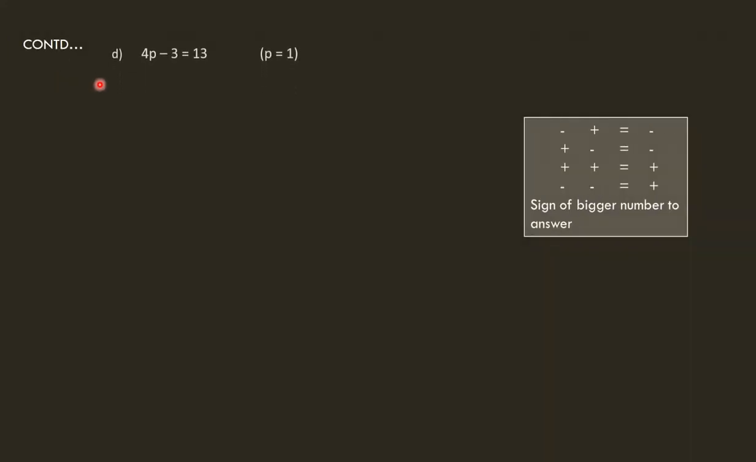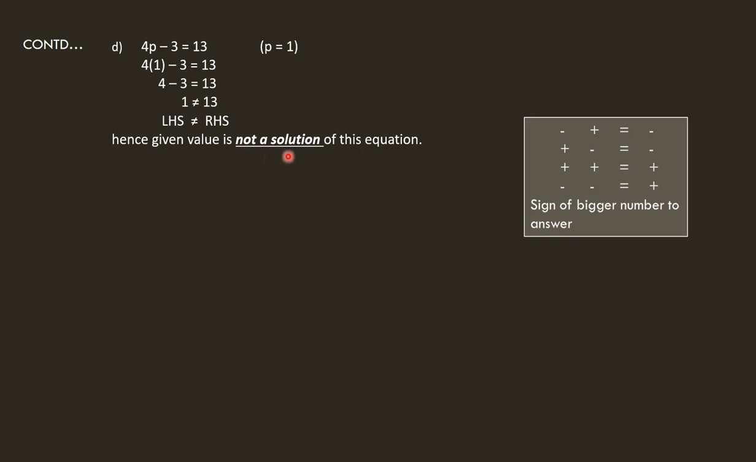Now next equation is 4p minus 3 is equal to 13. The value of p is given as 1. Let's put this value of p as 1 into the left hand side of the equation. So here you can see 4 into the bracket 1 minus 3 is my LHS of the equation. First solve the LHS. So 4 into 1 is 4 minus 3. 4 minus 3 is 1. So left hand side is 1 and right hand side I can see here it is 13, which is not equal. LHS is not equal to RHS. Hence the value given is not a solution of the equation.